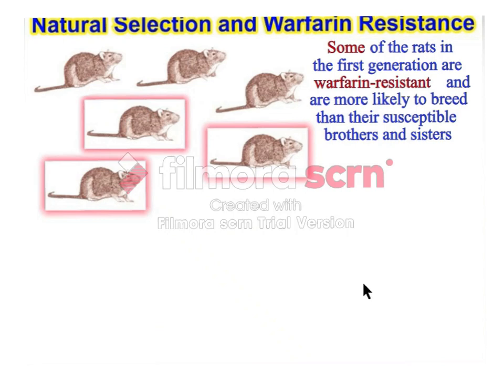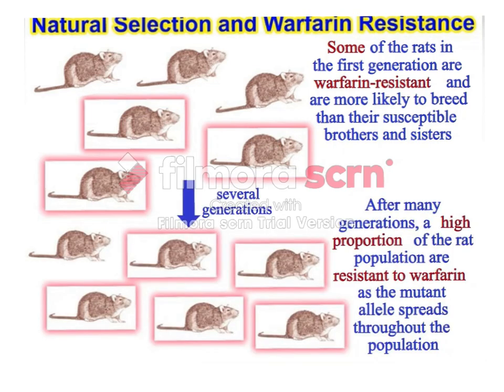Some of the rats in the first generation are warfarin resistant and more likely to breed than their susceptible brothers and sisters. So, after many generations, a high proportion of the rat population became resistant to warfarin as a mutant allele spread throughout the population. From this example, we can consider that the poison acts as a powerful selective pressure and resulted in a rapid increase in the frequency of the resistant allele.